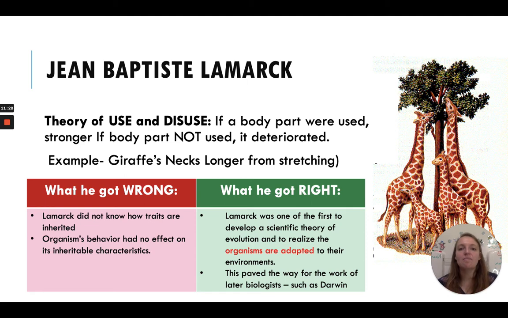So here's the theory. If a body part were used a lot during an individual's lifetime, then it would be able to pass on that trait to its babies. But if that body part is not used, or isn't developed during the individual's lifetime, then it will deteriorate and will not really be passed on to the babies. So here was the example organism that Lamarck thought, hey, this proves my theory, okay?